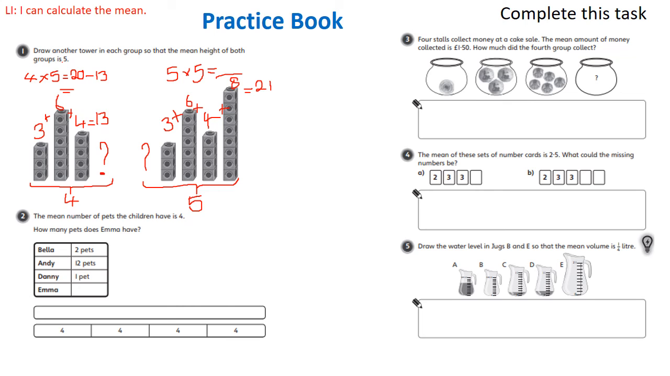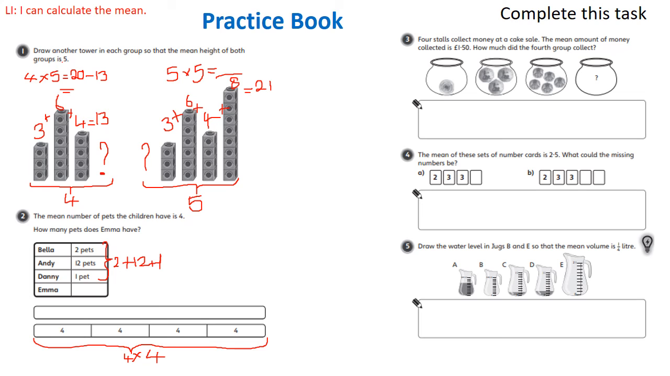Question 2. The mean number of pets the children have is 4. How many pets does Emma have? So again, it's exactly the same. You're going to do 4 times, and you've got 4 children, so 4 times 4. You're going to add up all of these. So 2 plus 12 plus 1, and then you're going to find the difference.